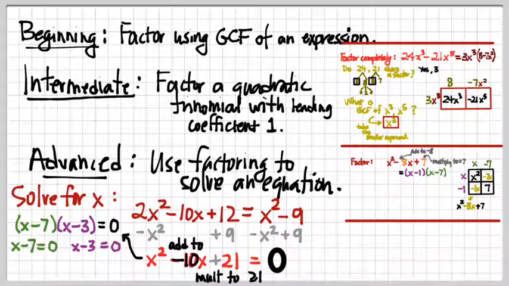Because the great thing is, these two equations are dead easy to solve compared to any other equation we solved this semester. How do I solve x minus 7 equals 0? Add 7 to both sides. How do I solve x minus 3 equals 0? Add 3 to both sides.